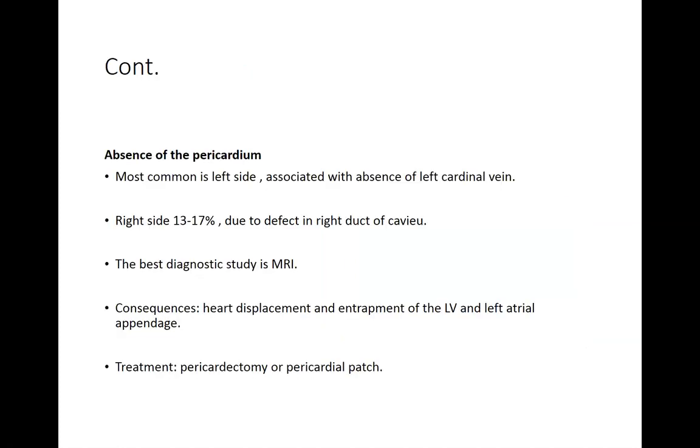So one of the diseases of the pericardium is absence of the pericardium. Usually most commonly it happens on the left side. It is associated with absence of the left cardinal vein. This is from the embryological origin. Right side is less common, 13 to 17%, and this is due to defect in the right duct of Cuvier. How do we diagnose absence of the pericardium? The best modality is MRI.